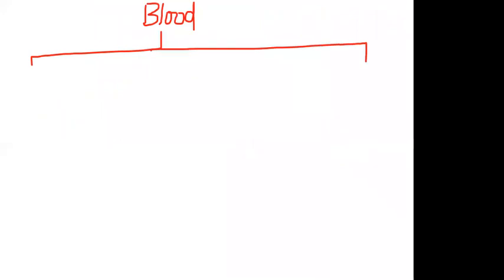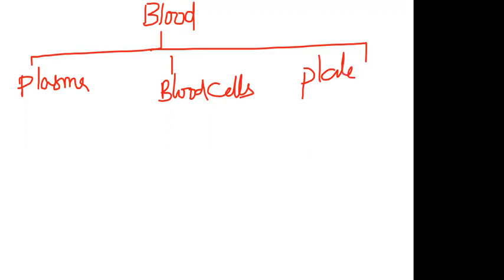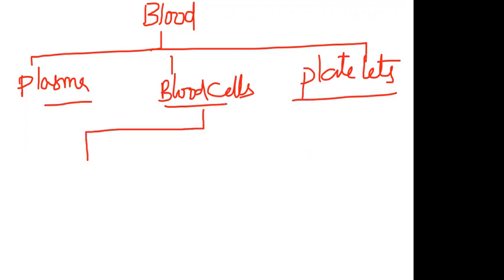Blood is classified into plasma, blood cells, or we say formed elements, and platelets. Need to go with this: plasma, blood cells, and platelets. The blood cells, or formed elements, are further classified into RBC and WBC.